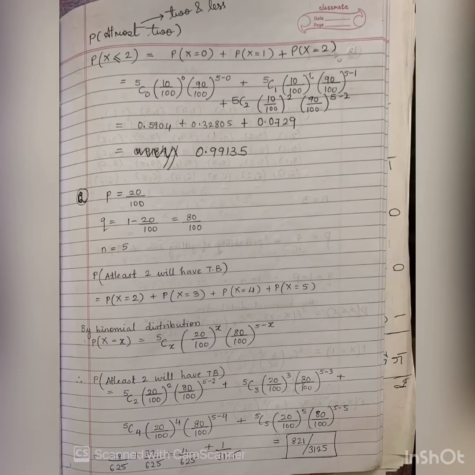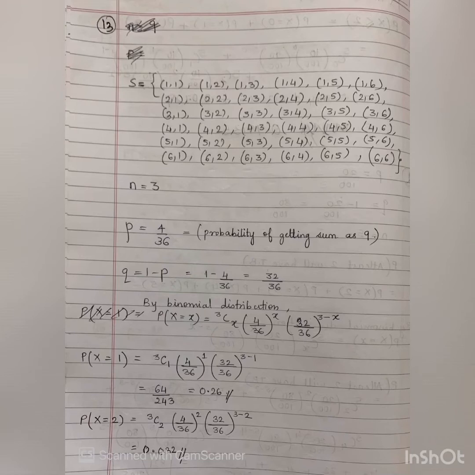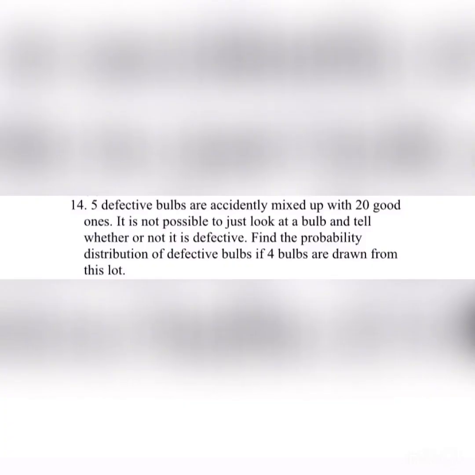In sum number 13, you're tossing 2 dice, so you write the sample space of 2 dice. Toss 3 times, so N equal to 3. P is what? The probability of getting sum as 9, so that will be 4 by 36. So Q will be 32 by 36.